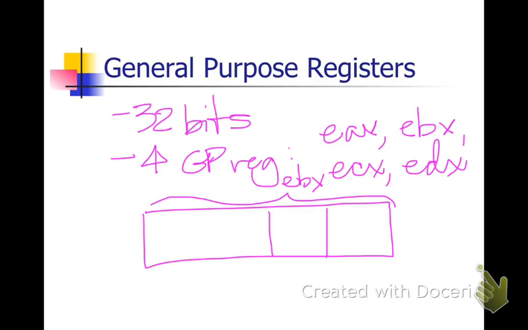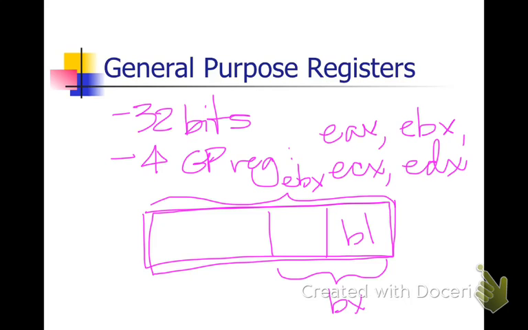Let's use EBX, for example. The whole thing, all 32 bits, is EBX, but I can also get to the least significant word by addressing BX. Within BX, I can also get to BL, which is the least significant byte, or BH, which is the most significant byte, low order, high order byte. Okay? That's the same for all of those 4 registers.